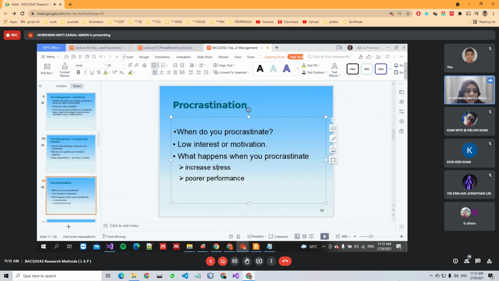This one is another reason I don't want to study before my test. If I have a test tomorrow, then the night before I will play game, I will watch movie, I don't want to study. Because I know if I study the night before, it will increase my stress and poorer performance. Why? Because you procrastinate a lot, so your development will be slower. So it will affect your performance.